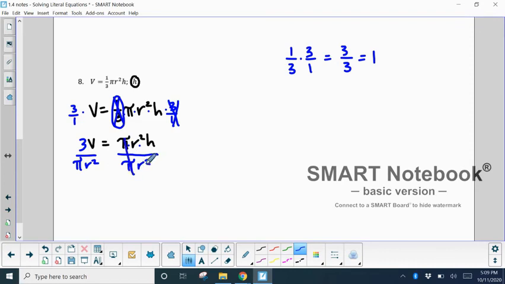So pi divided by pi is 1, goes away. R squared divided by r squared is a 1. It goes away, and we're just going to be left with an h. So on the left, we have 3 times V on the top, divided by pi r squared on the bottom. And again, I have no like terms, so it's going to stay just like that. 3V divided by pi r squared.